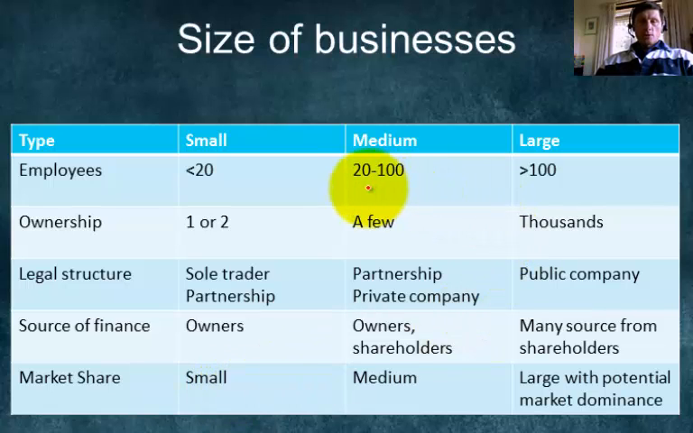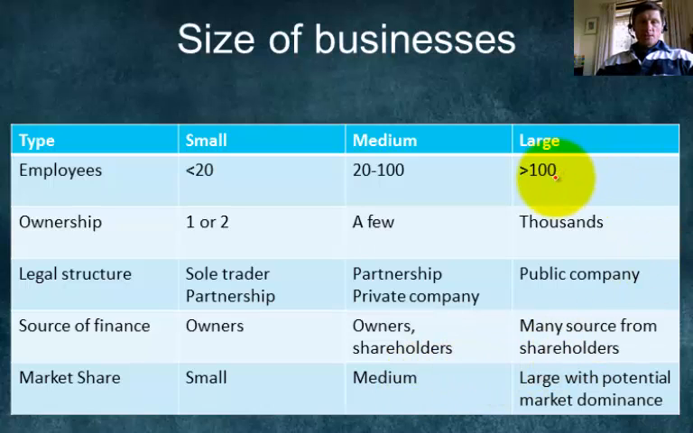Medium, you've got 20 to 100 employees, a few owners, maybe up to 10. The legal structure can be an extended partnership or indeed a private company, and that will depend on how much income the business earns and if it's more advantageous from a taxation point of view to become a company. Owners and shareholders contribute the source of finance, the capital, and obviously for a medium-sized business you've got more accessible money, and the market share tends to be in the medium area.